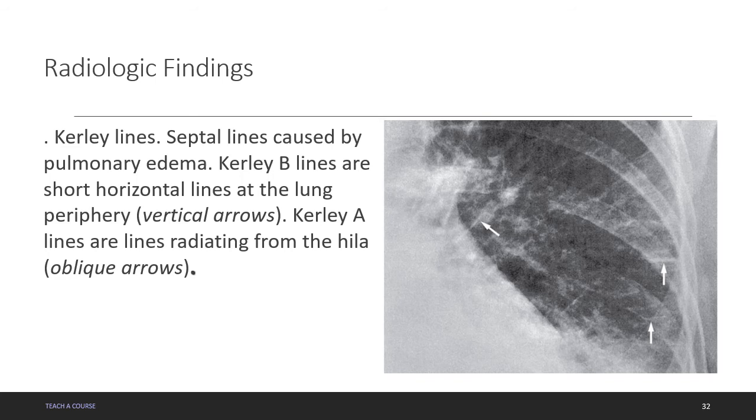Curly lines caused by pulmonary edema. Curly B lines are short horizontal lines at the lung periphery. Curly A lines are lines radiating from the hila, the oblique arrows. Curly A lines, curly B lines.